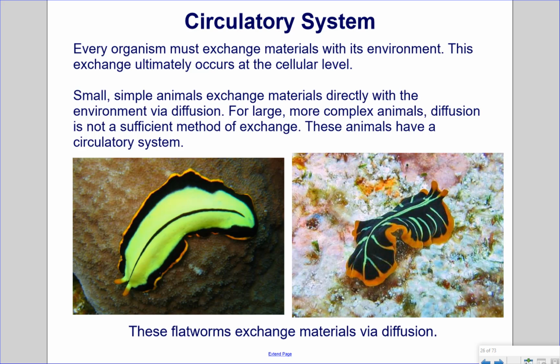Circulatory system. Every organism must exchange materials with its environment. This exchange ultimately occurs at the cellular level. Small, simple animals exchange materials directly with the environment via diffusion. For large, more complex animals, diffusion is not a sufficient method of exchange. These animals have a circulatory system. The flatworms pictured here exchange materials via diffusion.